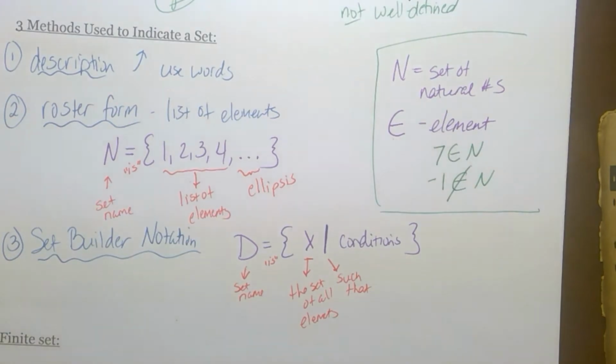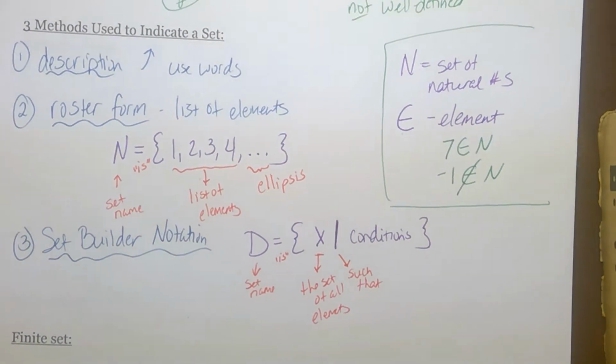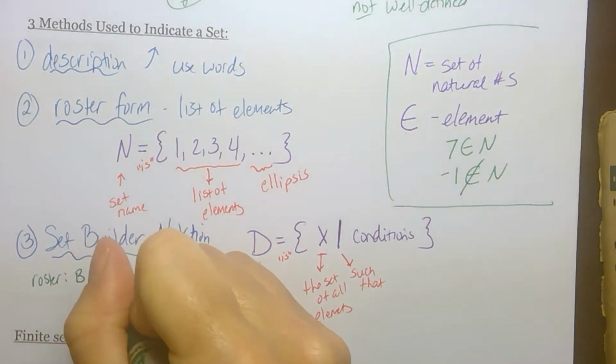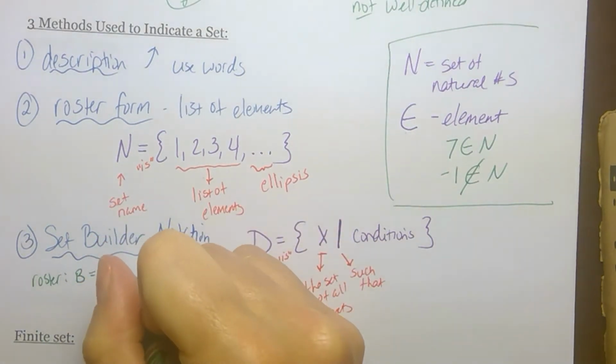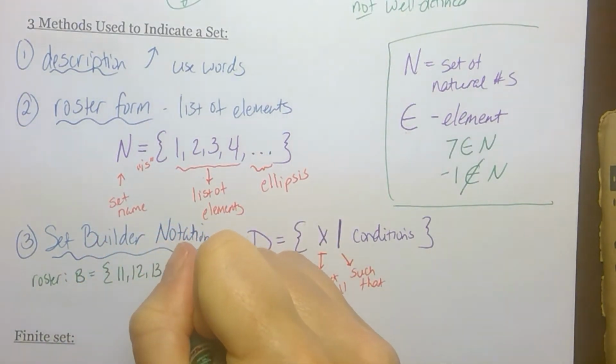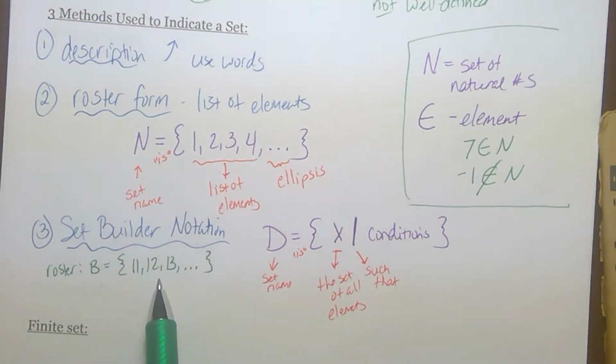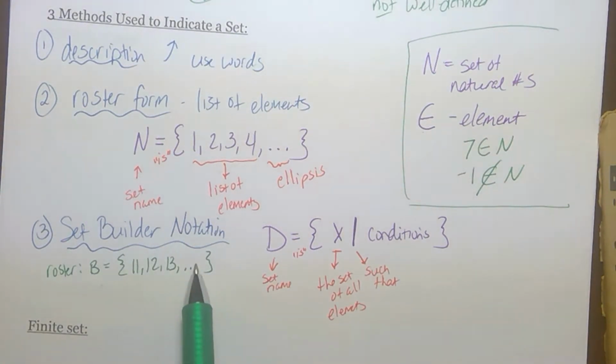Let's do an example where we do roster form and then set builder notation. So let's do roster form. Set B in roster form is going to be 11, 12, 13, ... So going on forever. Set B, my elements 11, 12, 13, and then I've got that ... So we can assume it would keep going 14, 15, 16, 17. So this is my set of natural numbers. These are all counting numbers. I'm not including decimals or negatives or anything else. But I'm not starting at 1, I'm starting at 11.